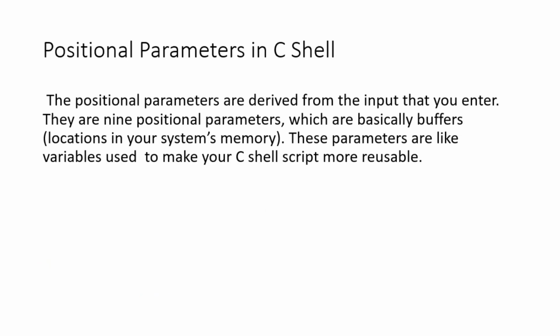Our next topic is positional parameters in the C shell. The positional parameters are derived from the input that we enter. There are 9 positional parameters which are basically buffers, locations in your system's memory. These parameters are like variables used to make your C shell script more reusable.